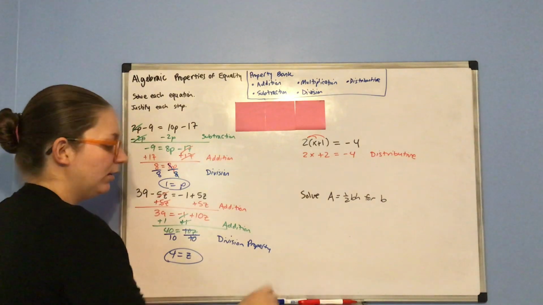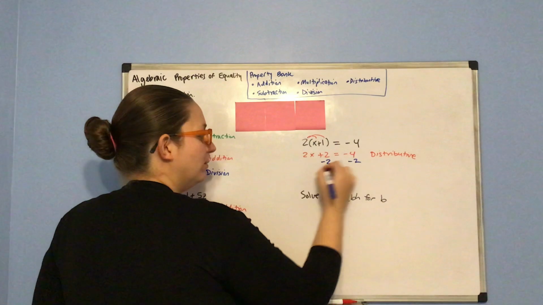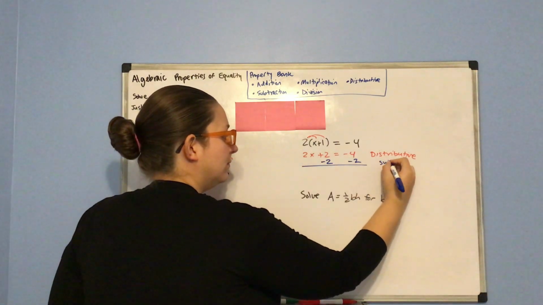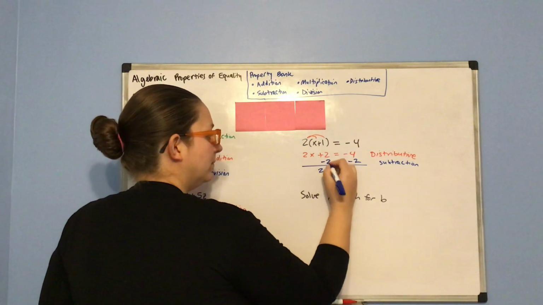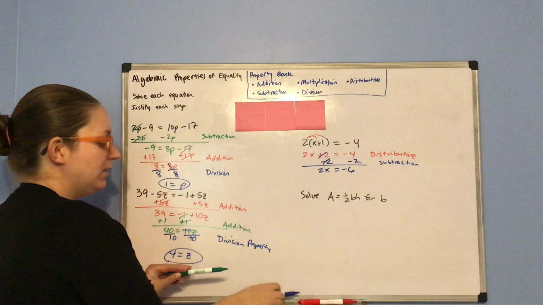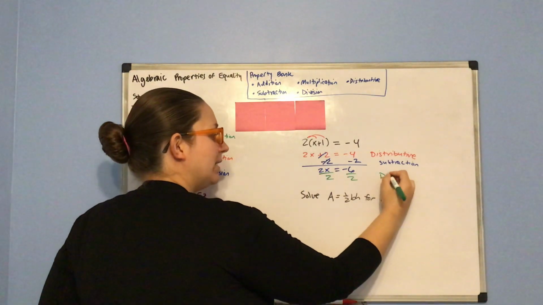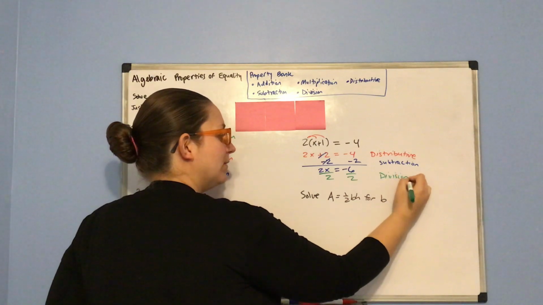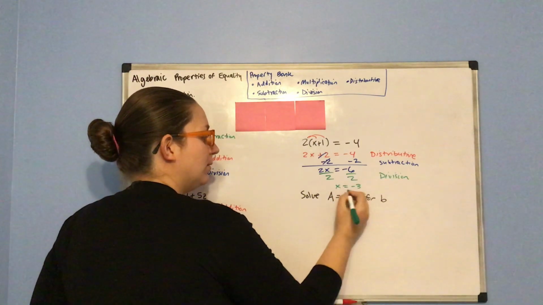Now this looks more like the other equations. Undo this plus 2 by subtracting 2 from both sides. So that's my subtraction property of equality. And then last but not least, I need to divide by the number in front of x, which is 2. That's using my division property. Since I am dividing both sides by the same number, I get x equals negative 3.